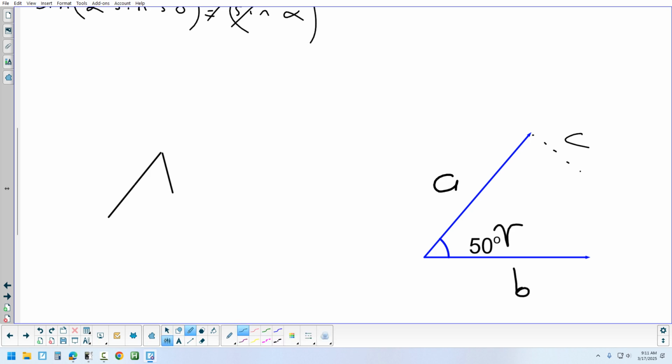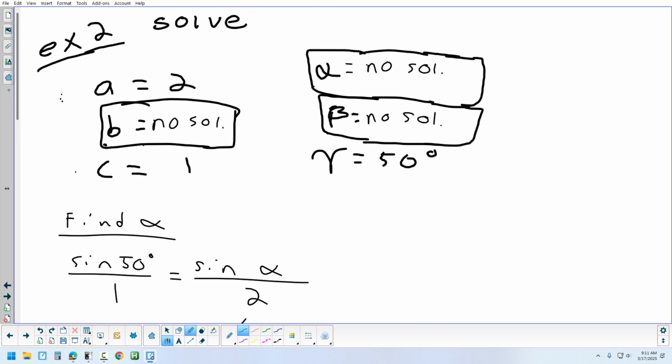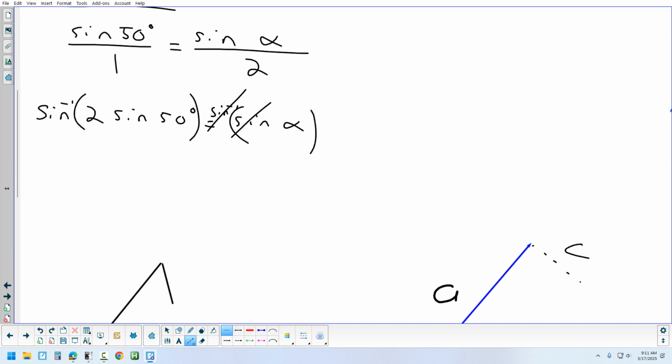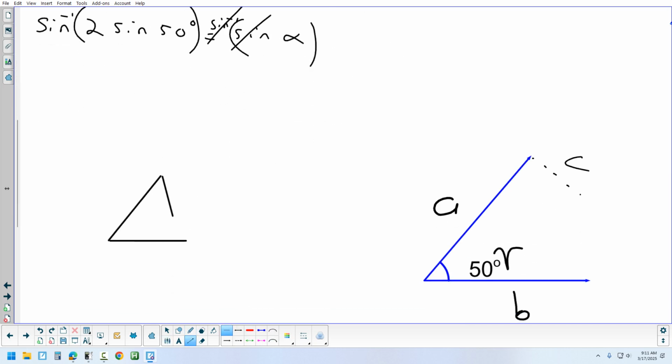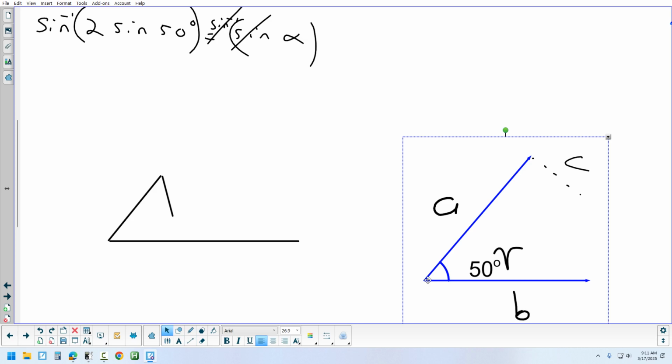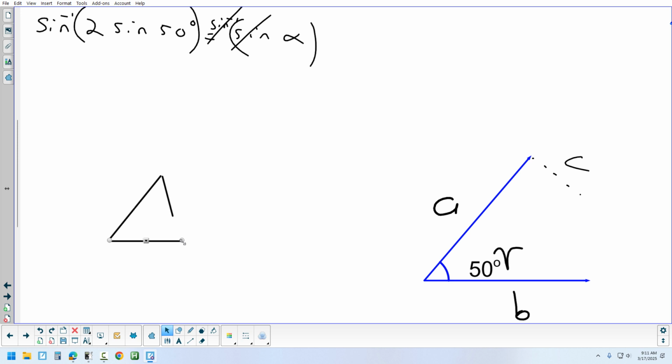Now side B, I was not given that one. So side B can be as long or as short as you want to make it. What you can't do though with side B is rotate it, because if you rotate it, you're going to be messing up that 50-degree angle in the lower left. Okay? So no matter how long or short you make side B, and no matter how you turn that side at the top, you just don't have the right information to connect these sides and make a triangle. It's impossible.